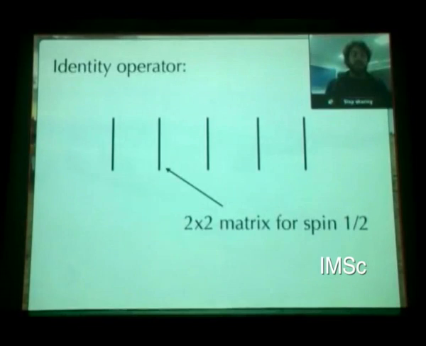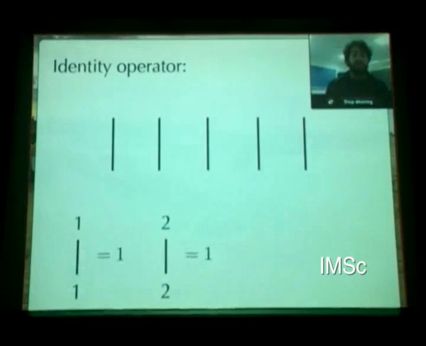Well, a single line in this notation is actually representing a 2x2 matrix for the case of spin a half, or d by d if your site dimension is d. So this line just means that if the two indices are the same, you get 1. And then if you click again, if the two indices are different, you get 0. So that's all the line means. It just means make the two indices at the end of the line the same.